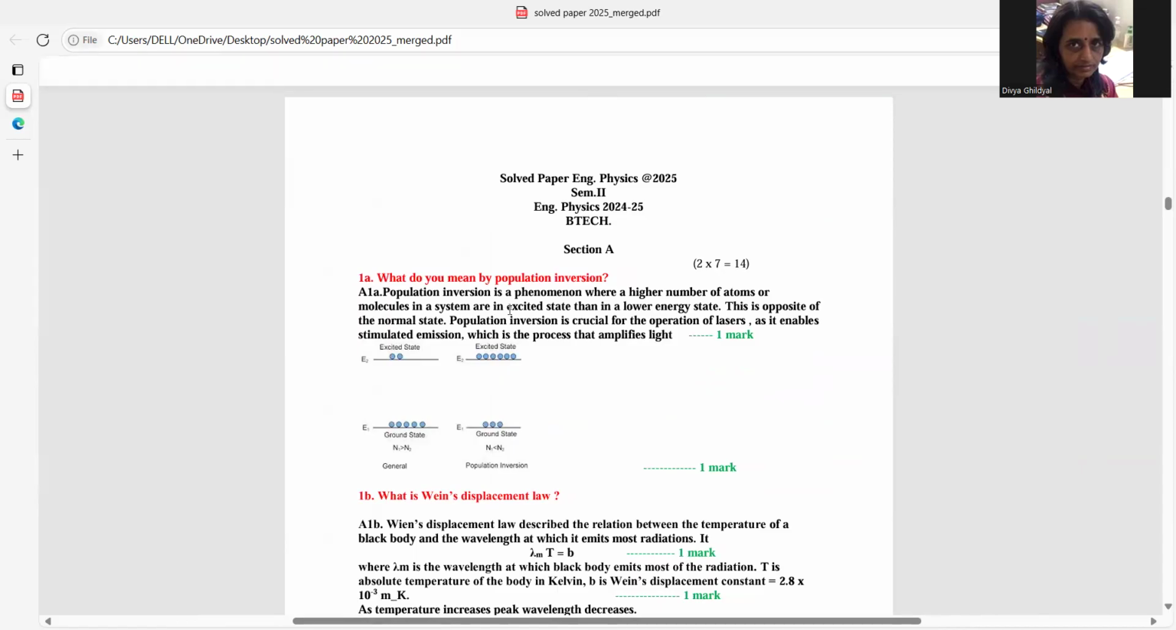The first question was from the laser unit. What do you mean by population inversion? It will be better if you draw these diagrams. This could have carried 1 mark easily, and 1 mark for the line that the number of atoms in the excited state is greater than that in the ground state.